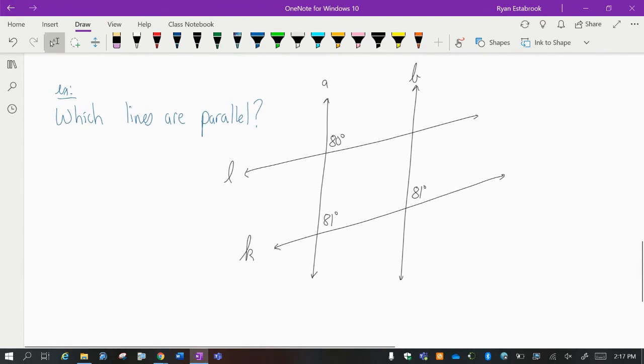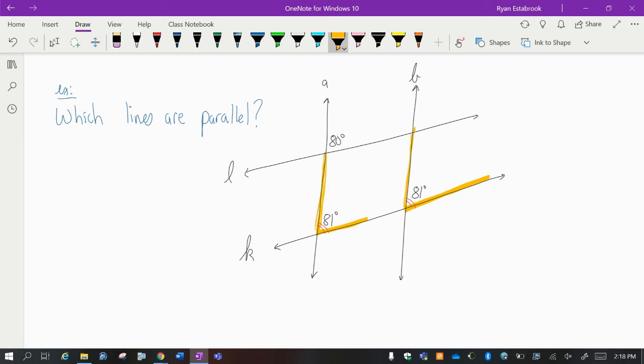Right, and our last one, the question is which lines are parallel to each other? It looks like L is parallel to K. It looks like A is parallel to B, but based off of the angle measurements we're given, which lines are actually parallel? This 81 degrees is equal to that 81 degrees. So if I use my highlighter and highlight this angle, here is 81 degrees, and here is the other equal 81 degrees.